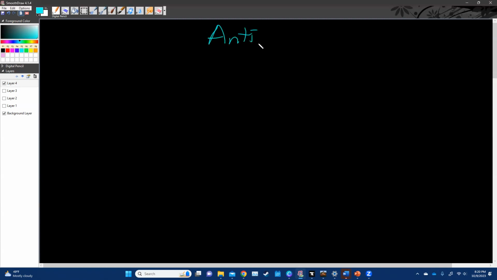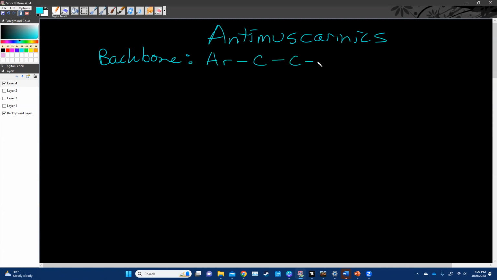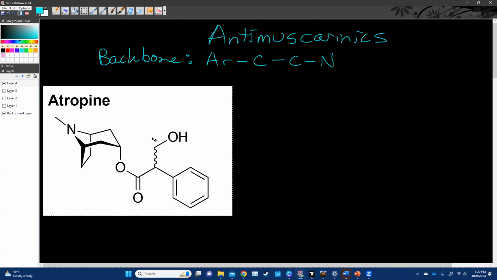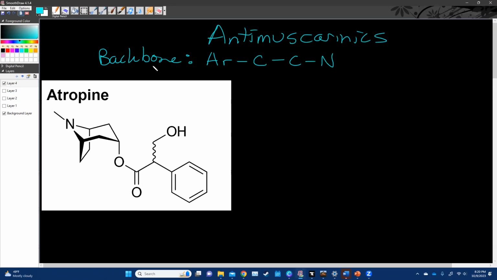All right, antimuscarinics. All of our antimuscarinics, their backbone is going to be aromatic group, carbon, carbon, nitrogen. They all follow this same sort of structure. The first one that we're going to look at is our quintessential, the one that we're going to be comparing against, which is atropine.